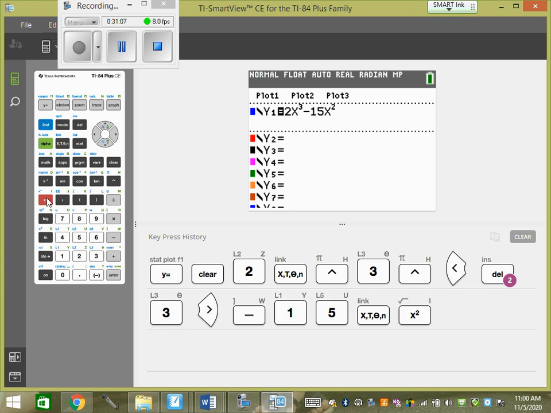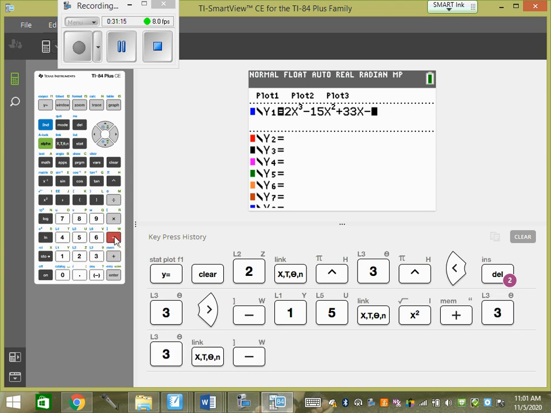You can use the squared symbol, or you can use the hat too. It's the same thing, little roof 2. Plus 33x minus 20. Everyone following along with their calculators?